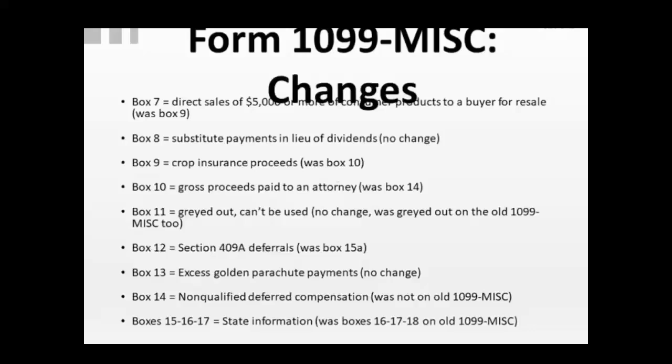Yes, the header on this slide kind of obscures some of the wording on this first bullet point. Box 7 is still there, but it's no longer contract labor pay. It has to do with direct sales of $5,000 or more of consumer products to a buyer for resale. That had been box 9 on the old 1099. And you can see from there, I'm not going to read all of these to you, but you can see a lot of the boxes have changed. Gross proceeds paid to an attorney, that's lawsuit settlements. It was box 14, it's now box 10. That's probably the most notable change on the remainder of the 1099 from box 8 onward.